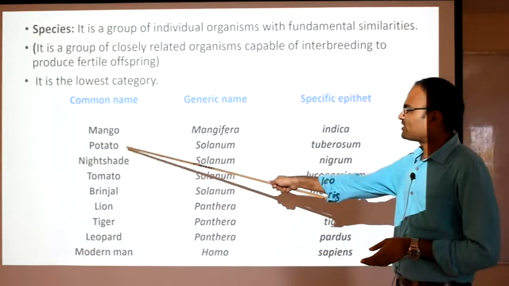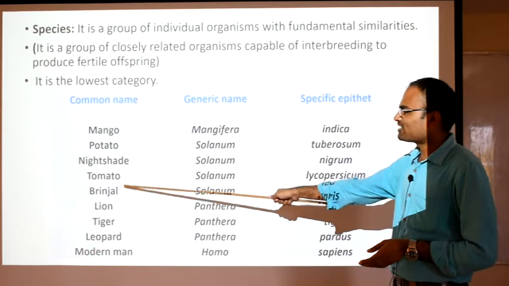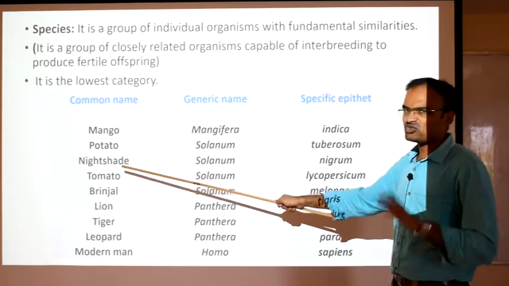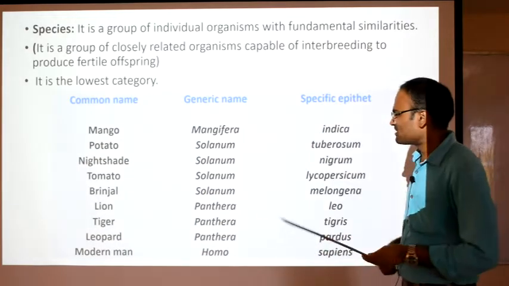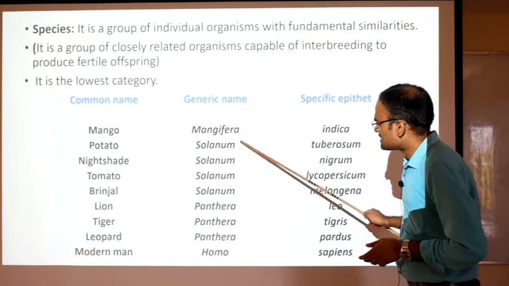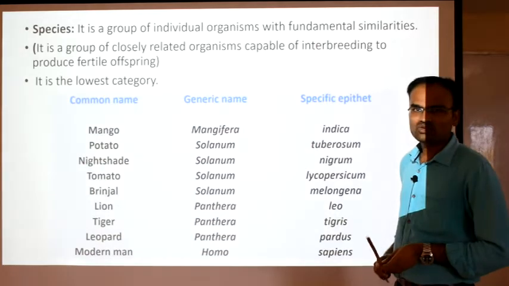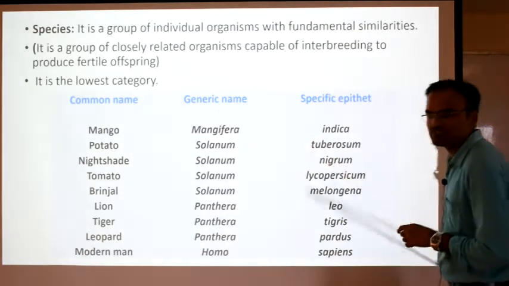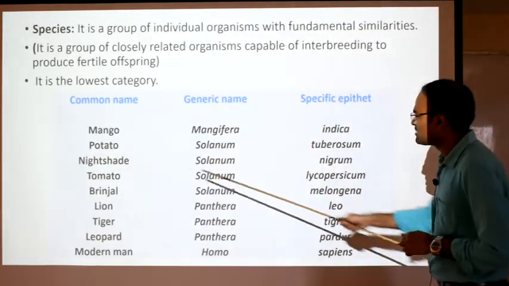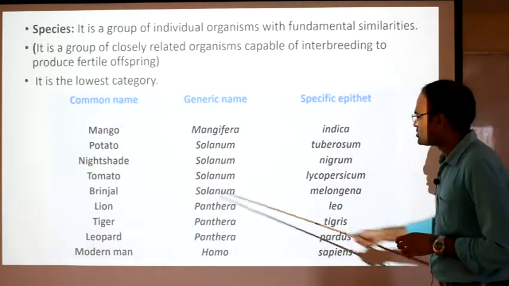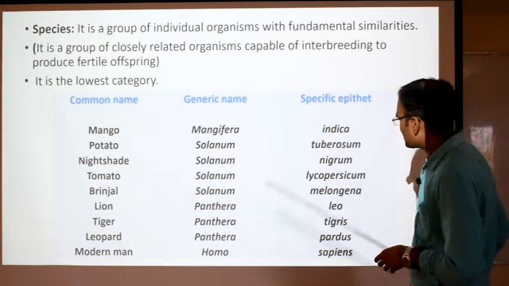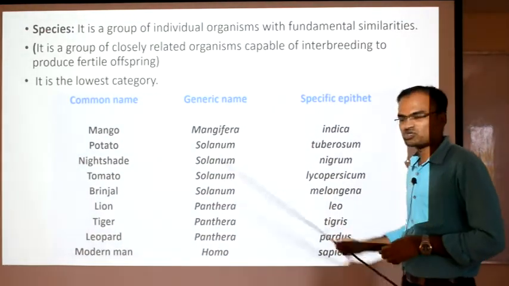Like that, potato, nightshade, tomato, brinjal. The nightshade is one medicinal plant, and the remaining potato, tomato, brinjal, we already know, are common vegetables. All these four come under the same genus called Solanum. The genus is the same, but their species names are different. Potato is Solanum tuberosum, nightshade is Solanum nigrum, tomato is Solanum lycopersicum, brinjal is Solanum melongena. So they have different species names, but they belong to the same genus.